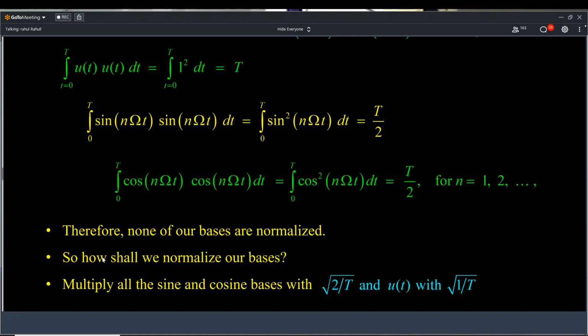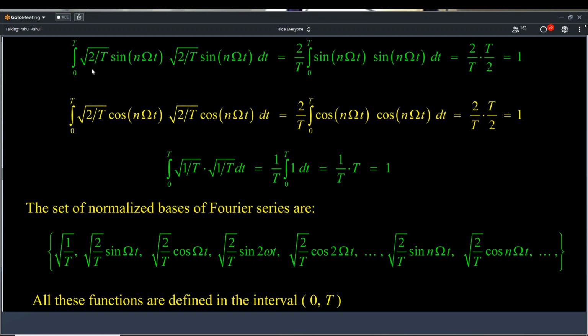So multiply all the sines and cosines by under root of 2 by T, and u(t) by under root of 1 by T. So now we are multiplying: under root of 2 by T times sine of n omega t. Now this is unity norm. So this comes out to be 1. The norm we have calculated here is coming to be 1.